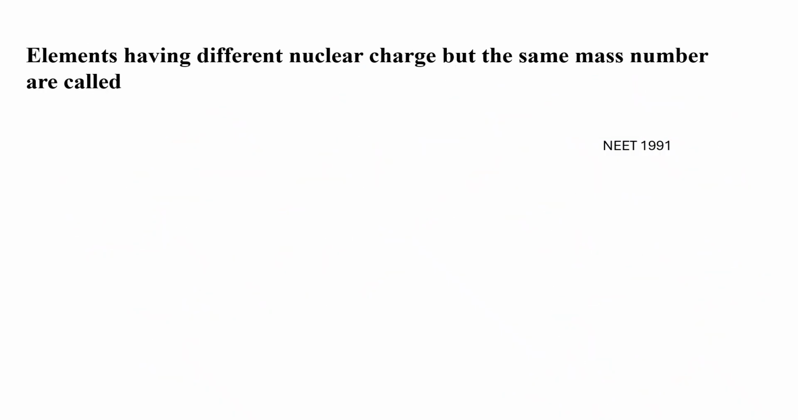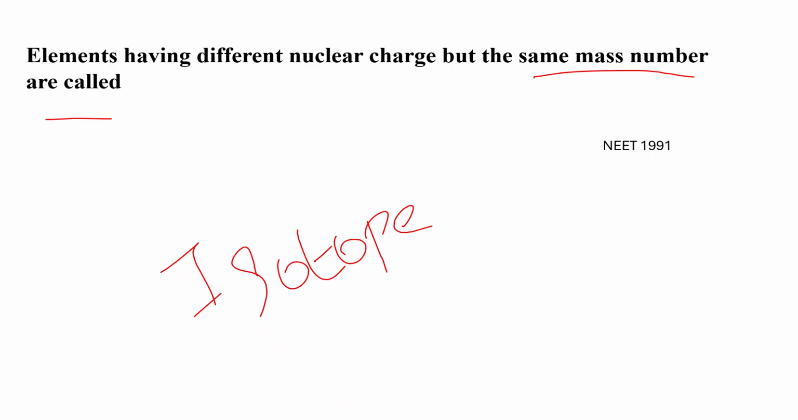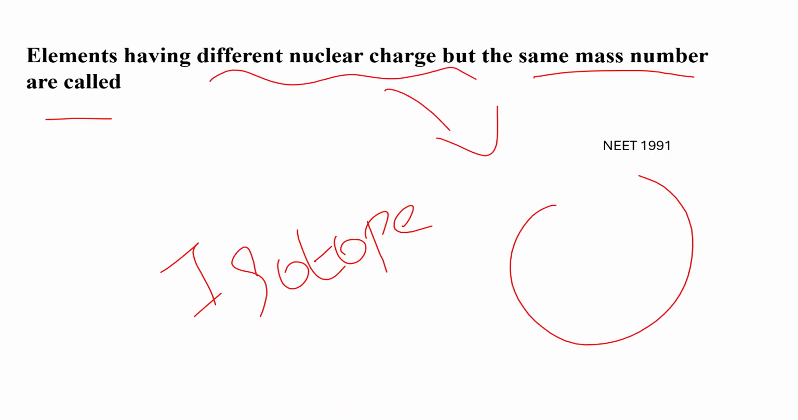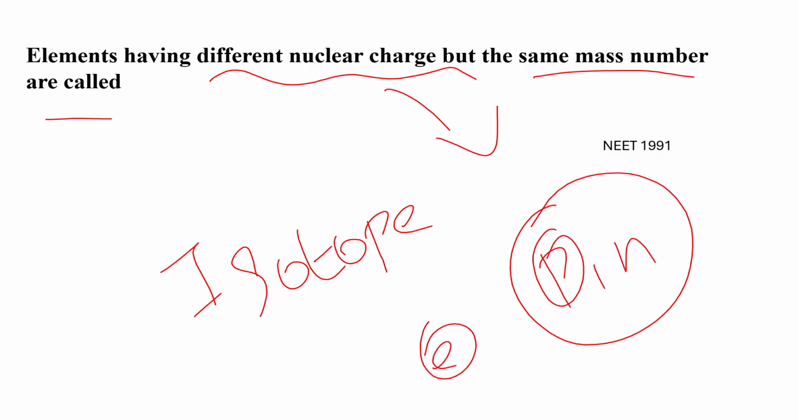Okay, this is another type of question. Elements having different nuclear charges but having the same mass number are called? This is nothing but isotope. Isotope is the answer, but there is one small change in the definition. Same mass number means it is isotope, but what is meant by different nuclear charges? The nucleus contains proton and neutron. The number of protons or number of electrons is nothing but the atomic number. So the nuclear charge is based on the proton, because neutron does not have any charge.